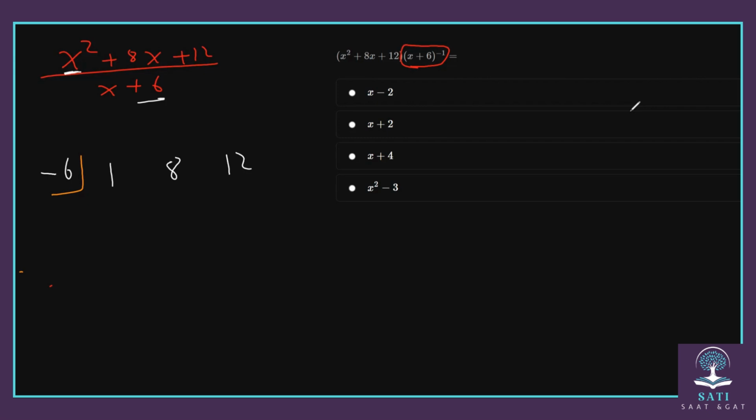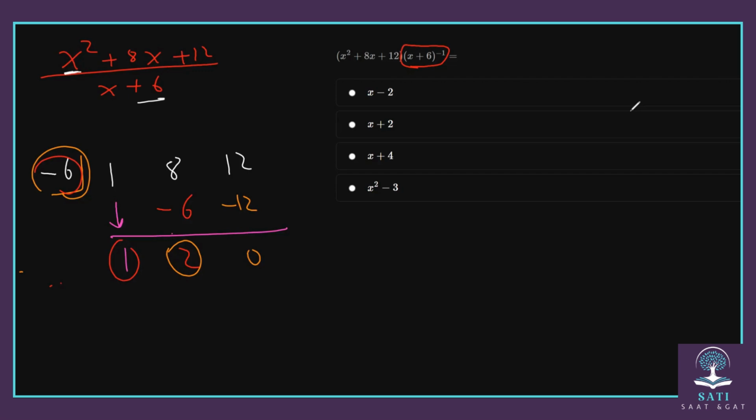Good. Then I draw a line, and I take the 1 down as it is. Now I multiply 1 times negative 6 and put it here. Now I add 8 with negative 6, and I get 2. Then I multiply the 2 by negative 6 and get negative 12. I add 12 plus negative 12, and I get 0.